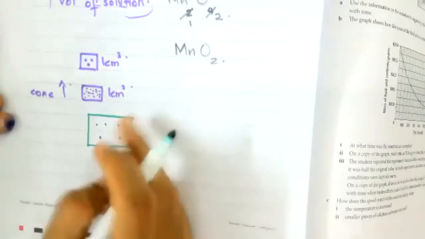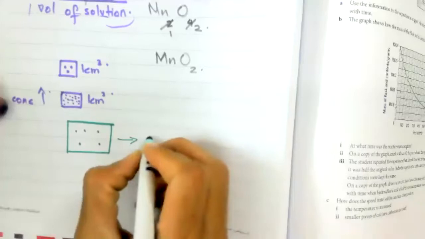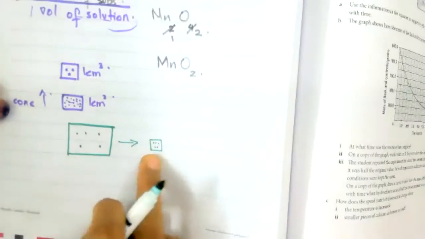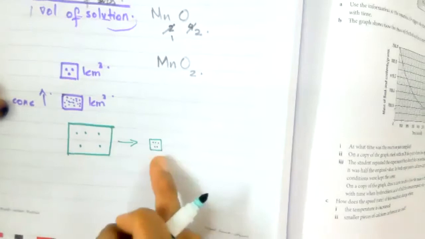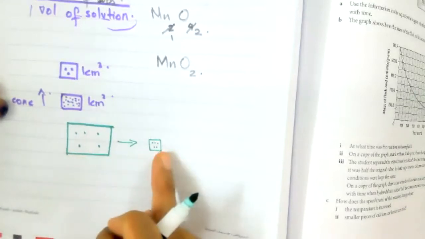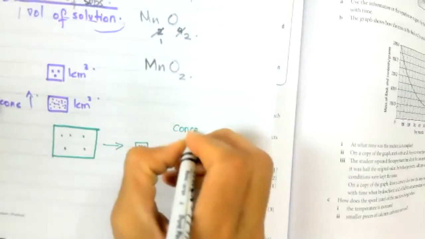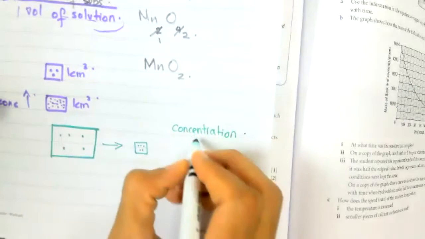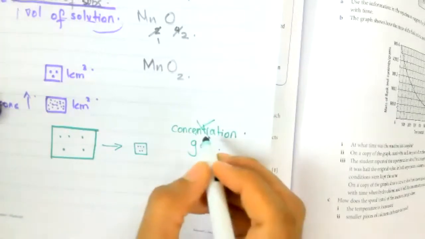Now, if I want to bring them close together, the only way I can do that is to use a smaller container, same mass. I have the same 5 particles, but I decrease the volume. So again, it's the number of particles per unit volume. But we don't use the term concentration for gases.